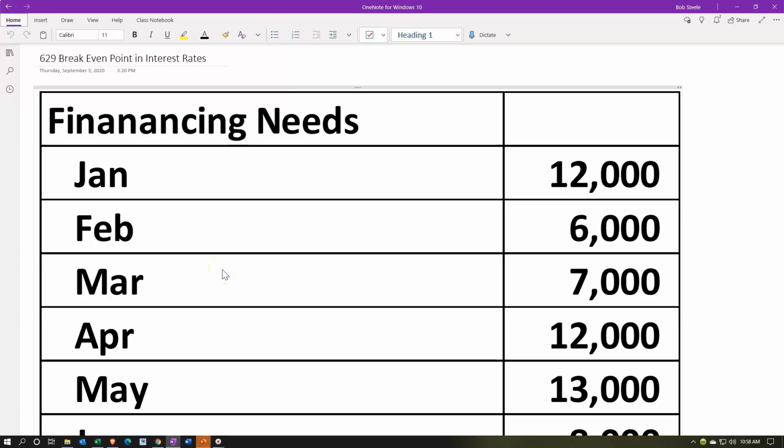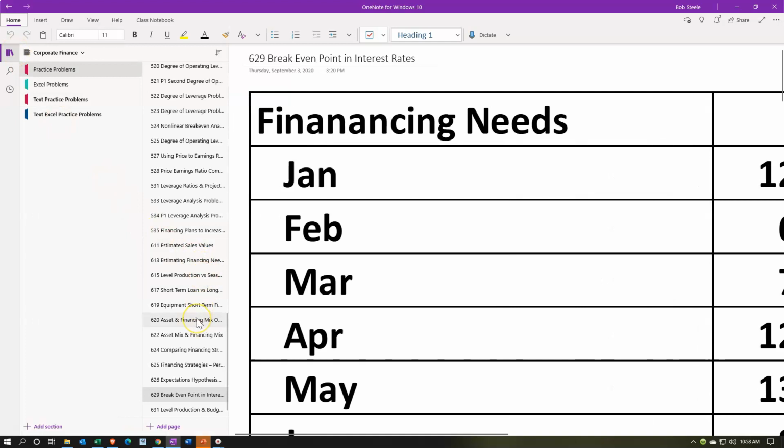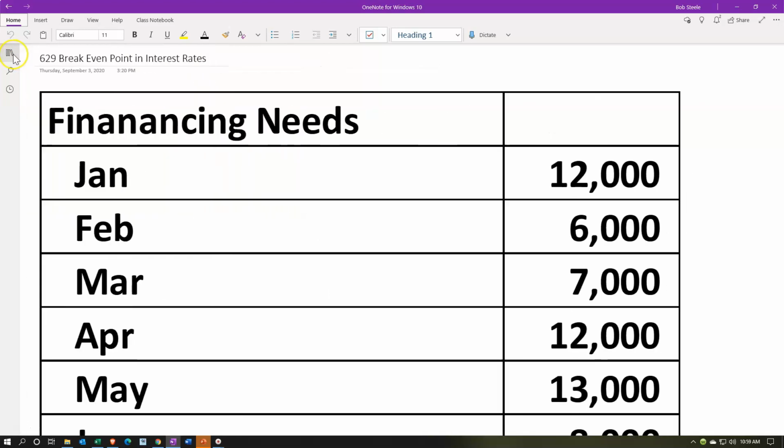Here we are in OneNote. If you would like to follow along in OneNote, you're not required to do so, but if you have access to it and would like to, we are in the 629 break-even point in interest rates tab in the practice problems section. Going to be closing this back out. We'll go through the information up top, then we'll have a smaller component of that information that we can use to work through the practice problem.